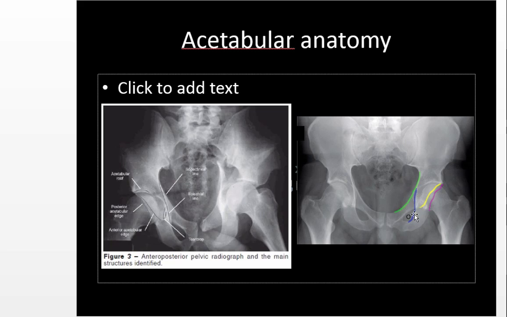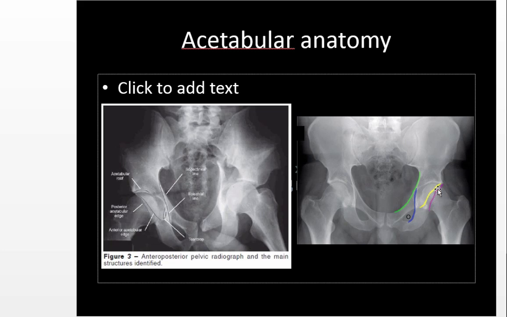This blue line here is the ilioischial line, and it represents the posterior column of the acetabulum. When that is disrupted, you have a posterior column acetabular fracture. Now this yellow and purple line here are the walls of the acetabulum. So these here were the columns, but this is the wall. The yellow line is the anterior wall of the acetabulum. The purple line is the posterior wall of the acetabulum.